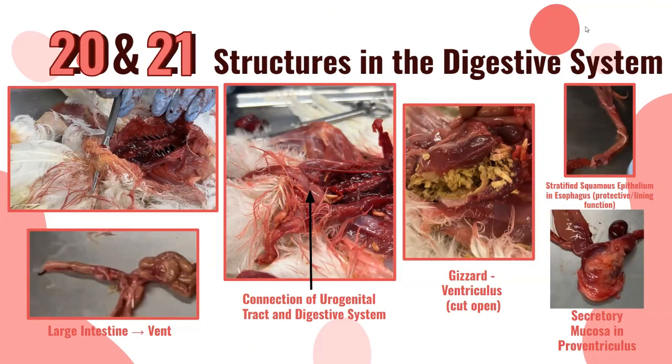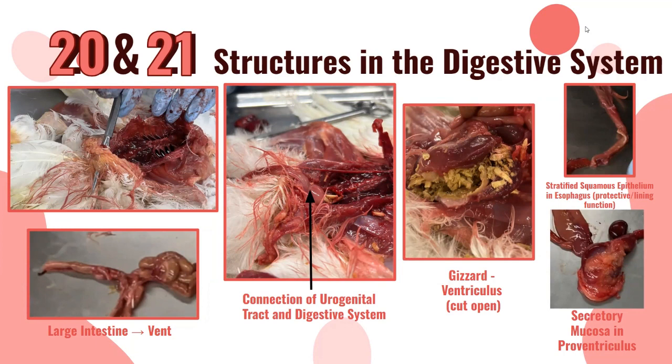Next, we have the structures in the digestive system. In the upper left picture, we see the location of the vent. In the lower left picture, we see the large intestine, which leads to the vent. In the middle, we see the connection of the urogenital tract and digestive system that leads to the cloaca intact within the animal. On the right, we see the gizzard, also known as the ventriculus.